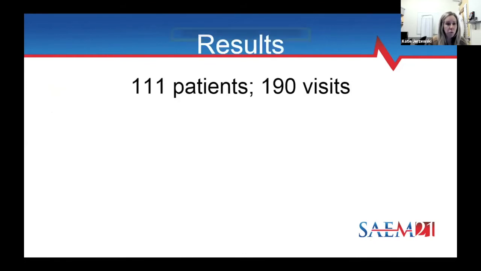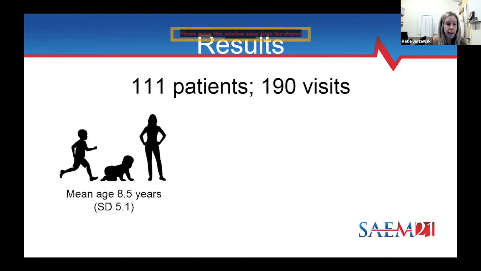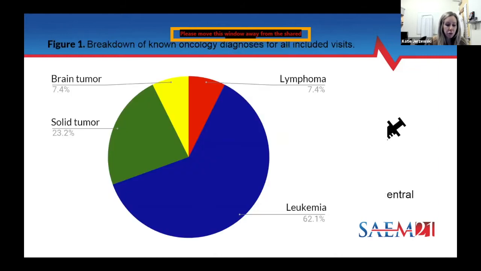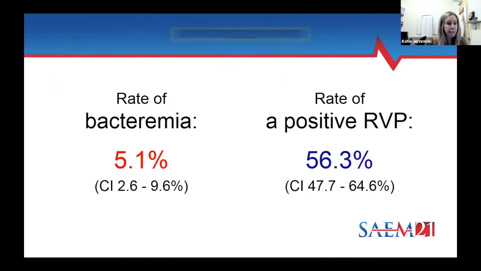We reviewed a total of 190 visits from 111 patients. The mean age was 8.5 years. 85% of patients presented to the emergency department and the other 15% to oncology clinic. 94% had central venous access. The majority of visits were those of leukemia patients, but we also had visits from patients with solid tumors, lymphomas, and brain tumors. The overall estimated probability of bacteremia was 5.1%, and the overall adjusted rate of a positive RVP was 56.3%.